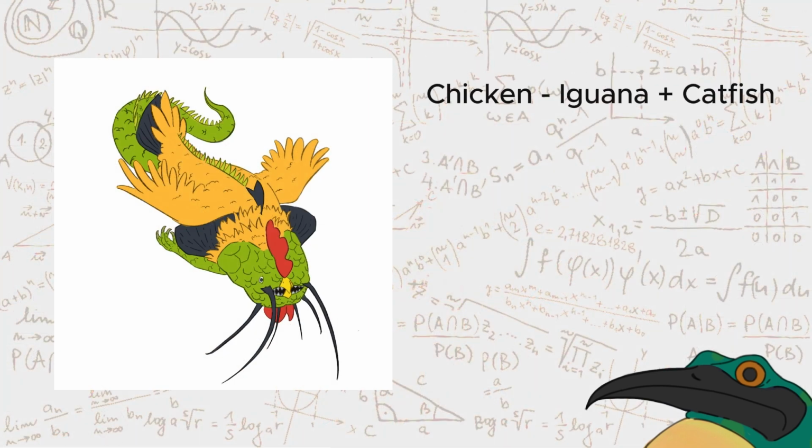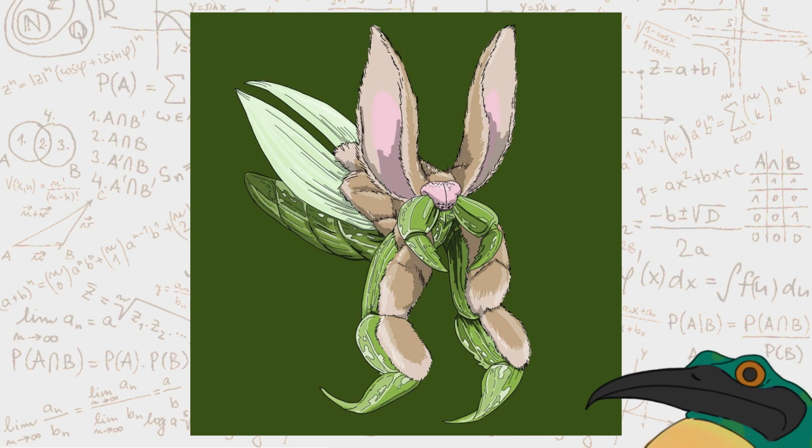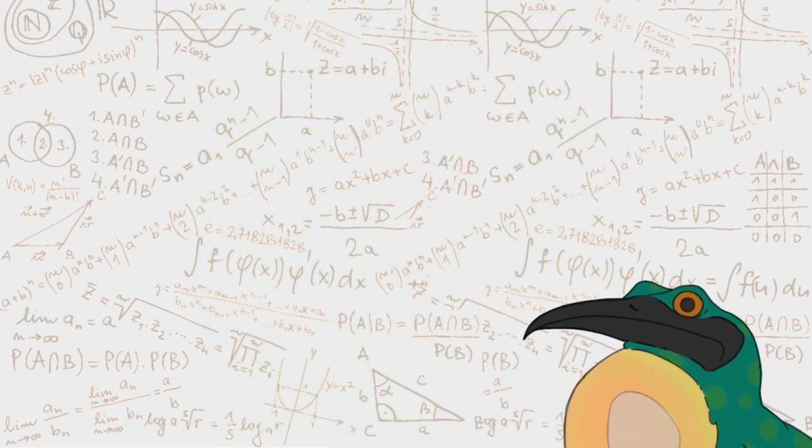Next is chicken minus iguana plus catfish. Let's play a game. Identify the differences of chicken and iguana. Ready? Lock in your answers, and this is the answer. So wings, scales, feathers, beak, whiskers, iguana tail, iguana front legs, chicken comb, and spiky stuff. And you just add it to the catfish, which is under all that amount of body parts. And so how many did you get? Last example, this beautiful abomination drawn by my friend JV. Since you made it this far, why don't you guess the 2 animals subtracted here and leave it down in the comments? Are you done commenting?